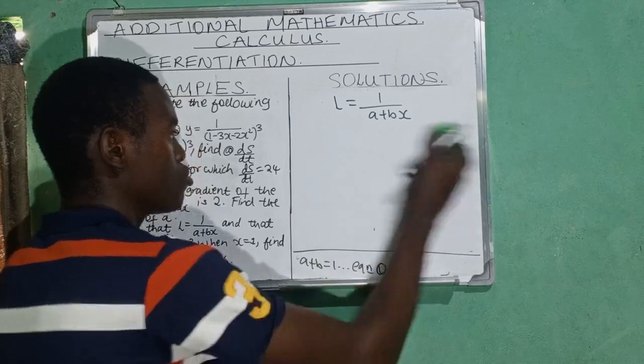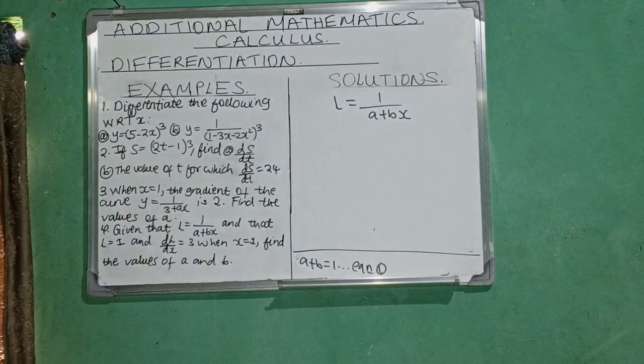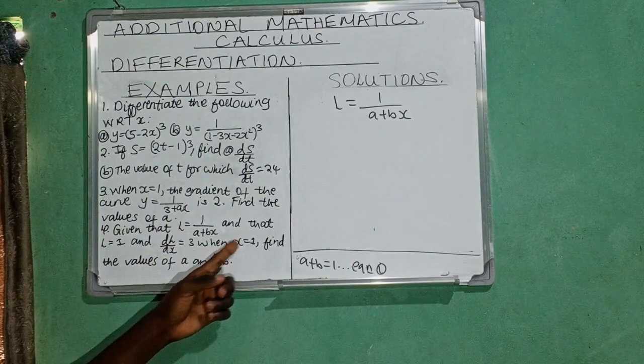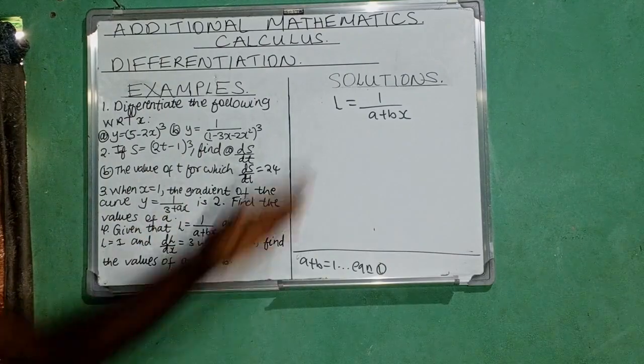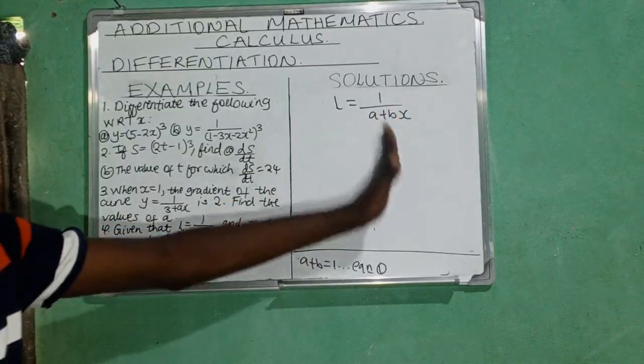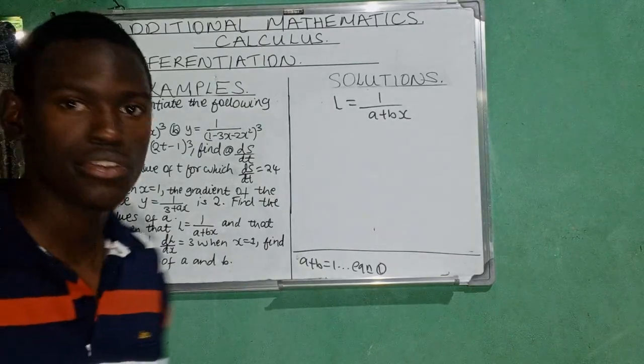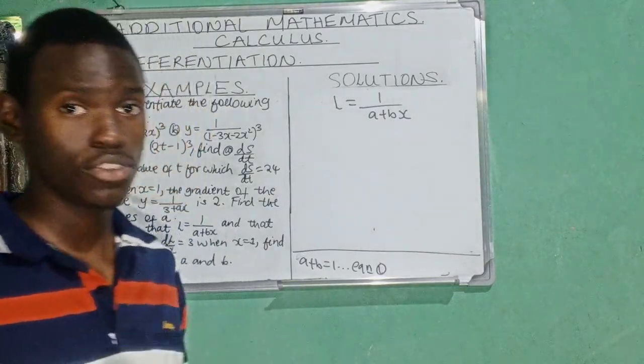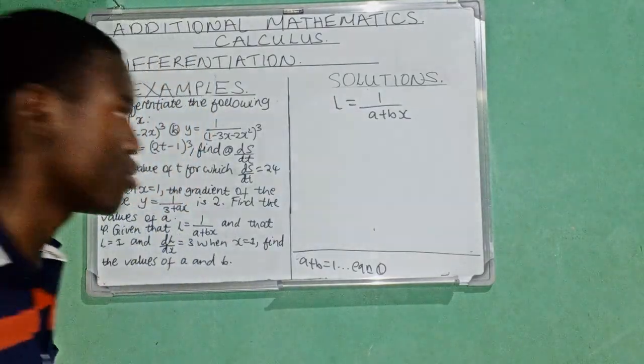Then for equation 2, they are saying that dL/dx is equal to 3 when x is equal to 1. Differentiating this one, you have to use the chain rule. But the faster way is using the method for the core. So in this video, I'm going to explain how we use that method.